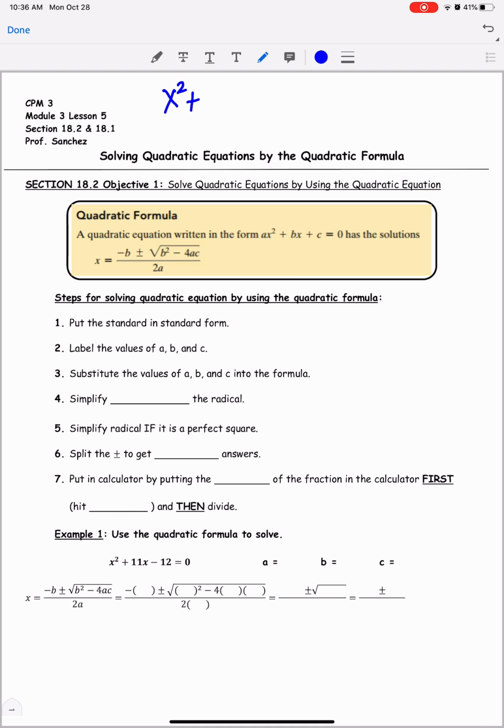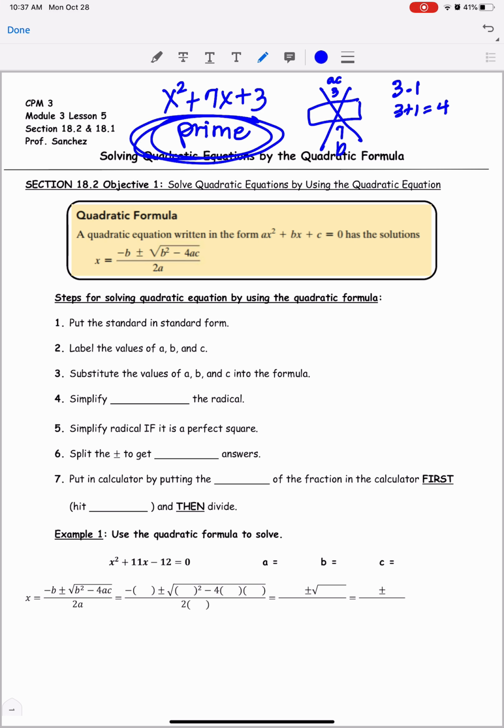When you would have a problem like x squared plus 7x plus 3, we would look for something that multiplies to our AC, which is 1 times 3, something that adds up to my B, which is 7. Your only multiples of 3 is 1 times 3, but 1 plus 3 is 4, not 7. So because we couldn't fill this in, we would just stop right there and say that this quadratic is prime.